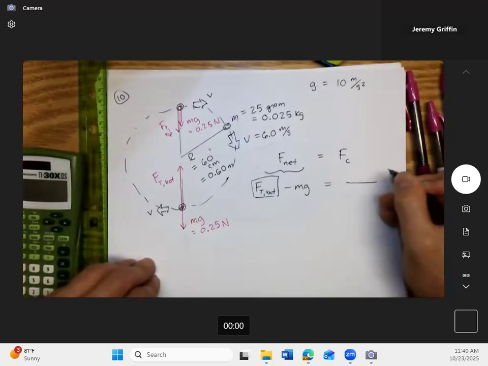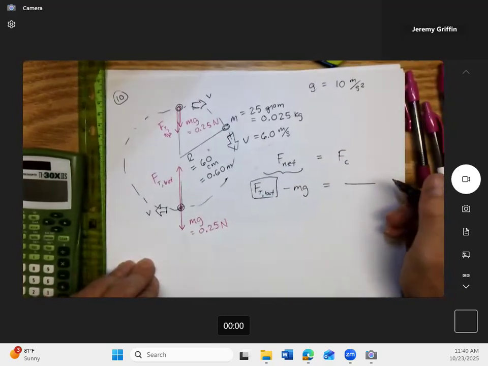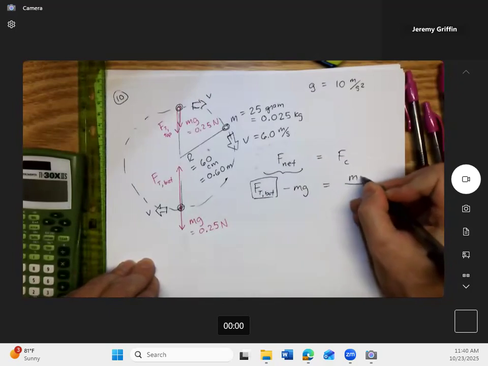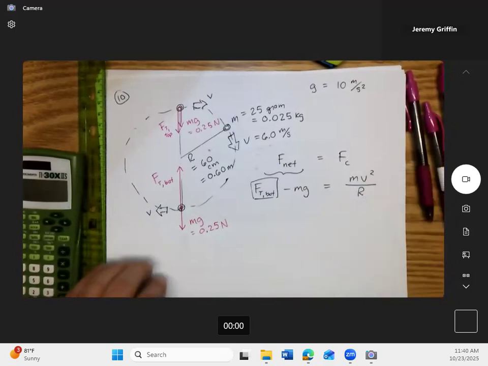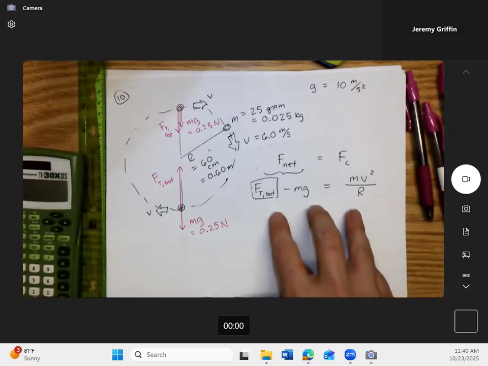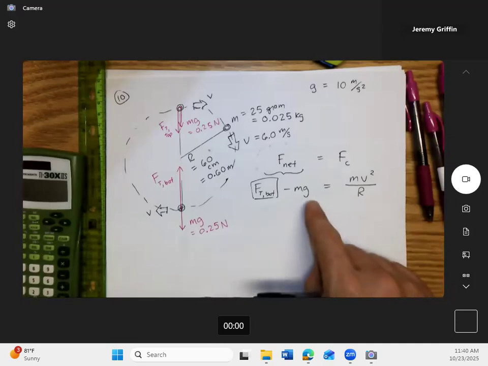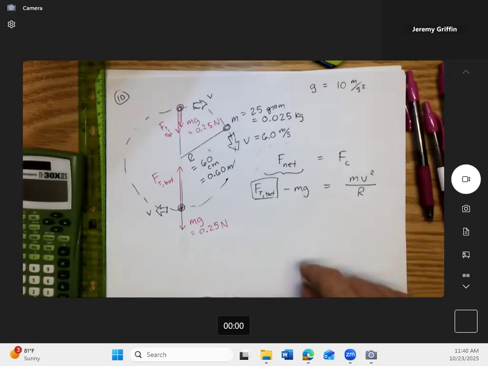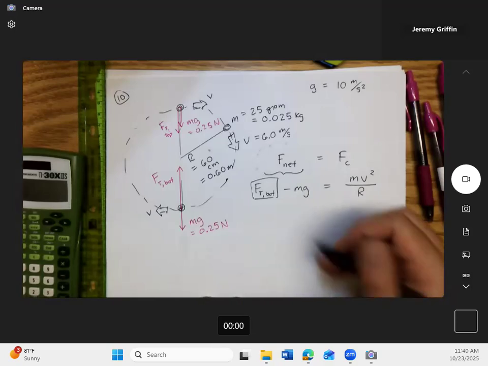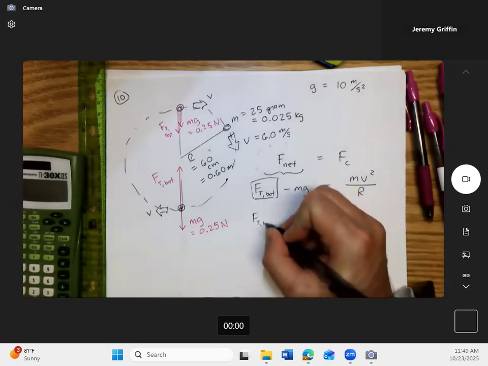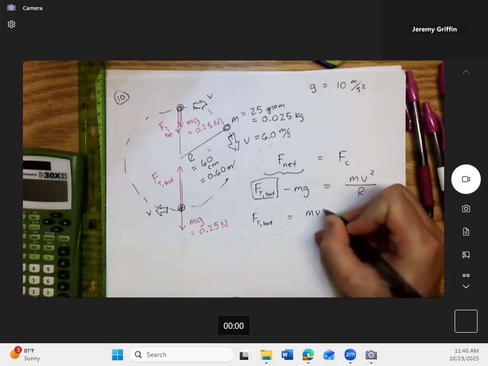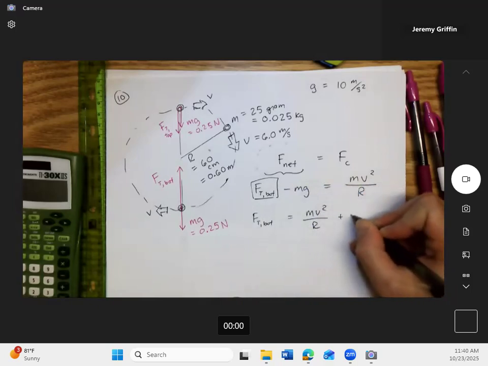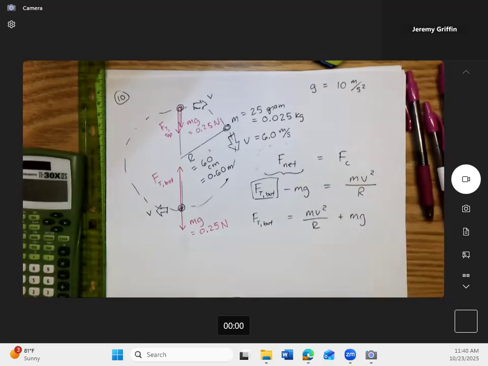And that results in what fraction on this side? mv squared over r. Yeah, isn't that true? Is that okay? You guys can come up with that, right? Oh, you know what? Looks like we're solving in terms of variables. We just got one algebraic step. Can I just very simply add over the weight? So I'm going to say Ft bottom equals mv squared over r plus mg. Isn't that true? Right.